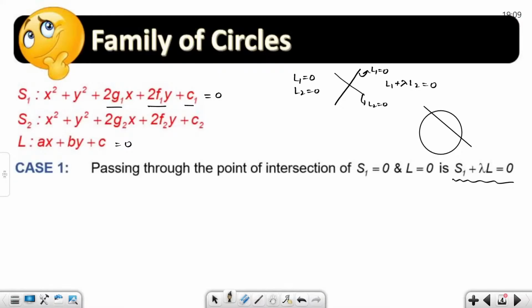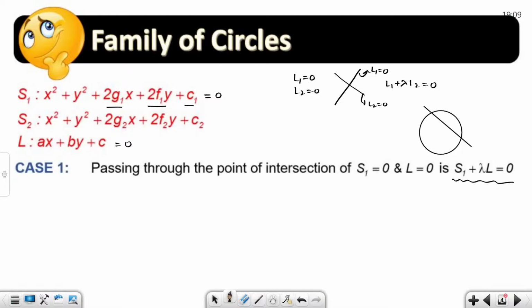When we are saying that two straight lines are intersecting at a point, and we find out the family of lines which are passing through the point of intersection, then we write down one equation plus lambda times the other equation equals to 0. Same thing here. There is a circle, there is a straight line, they are intersecting at 2 points. So all the circles which are passing through the point of intersection of this line and the circle will be simply S1 plus lambda L equals to 0. That's it. Is it clear?